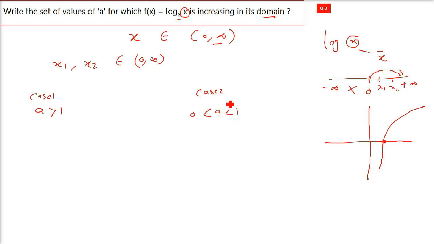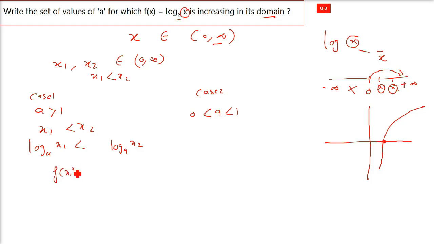We have to show just the first part. I am explaining the second part just to complete it, because the question may come where you have to show decreasing also sometime. So now x1 is less than x2. What I am trying to suggest here is, we have taken two values in 0 to infinity where x1 is lower than x2. When you take the log of both sides, a is the base always in this case, log x1 is less than log x2.